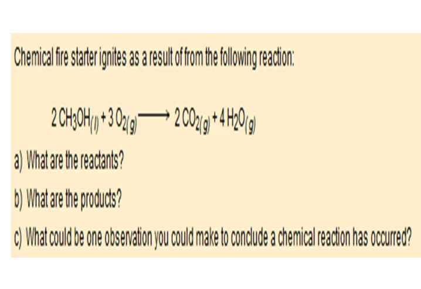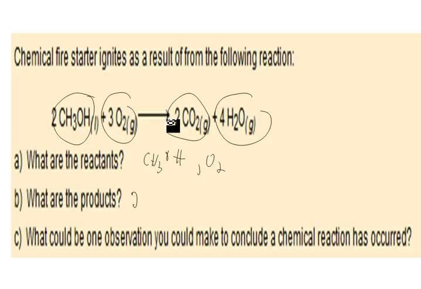One more. What are the reactants in here? It says chemical fire starters ignite as a result of the following reaction. What are the reactants? There's 1 reactant, and there's 2, so CH3OH and O2. What are the products? Carbon dioxide and water vapor. 2 CO2 and 4 H2O.